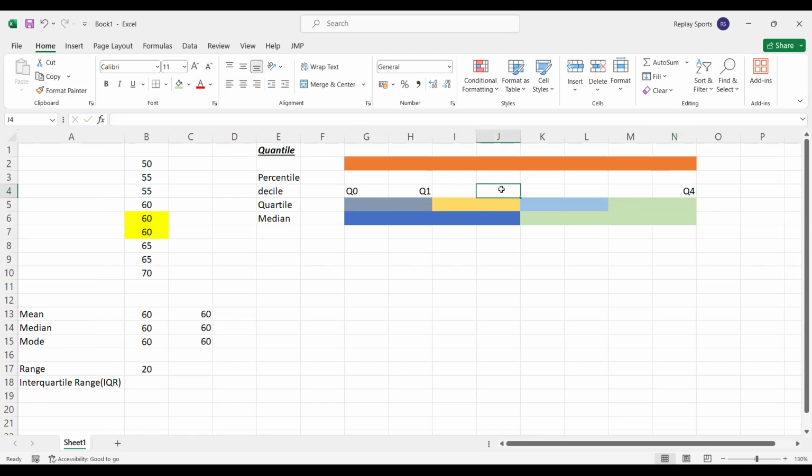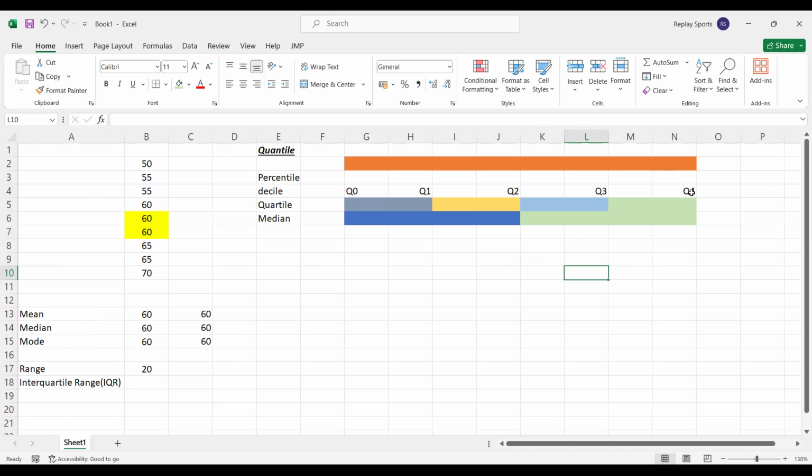Then this is called Q2. Q2 is same as median. See, this is Q2 and this is median also, isn't it? So Q2 is same as median, and then you have Q3. Okay, so you have Q0, Q1, Q2, Q3, Q4. You are dividing the data into 4 parts.